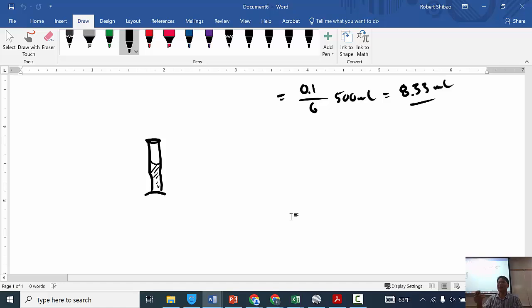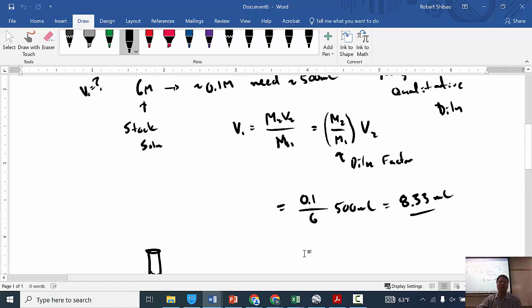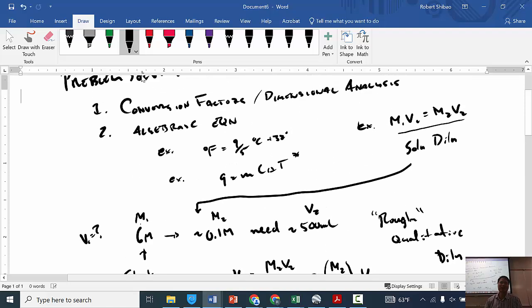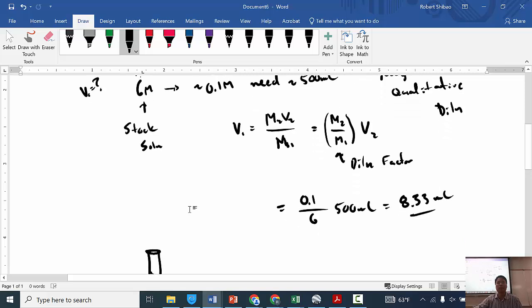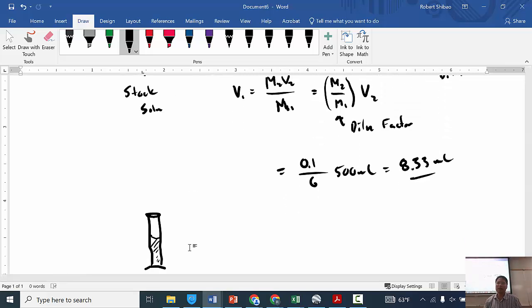You aren't going to get a dropper and drop it in there, and the reason is this: this stock solution is only good to 1 or 2 sig figs, so we don't want to overdo it. So what we're going to need is 8.33 milliliters of 6 molar sodium hydroxide.